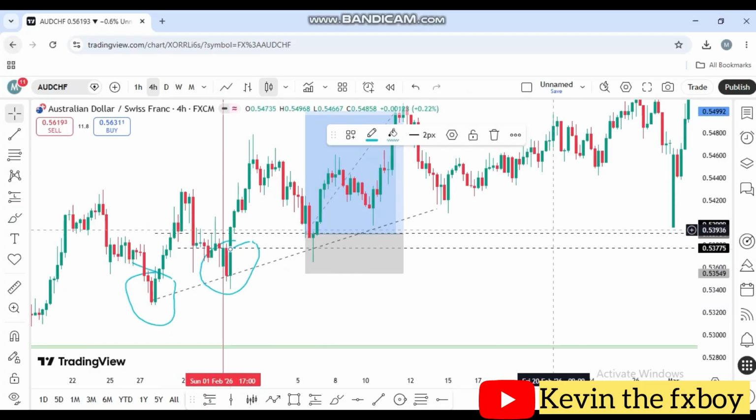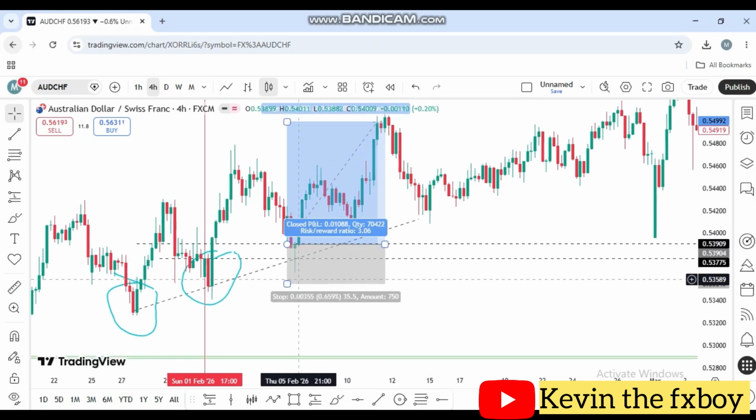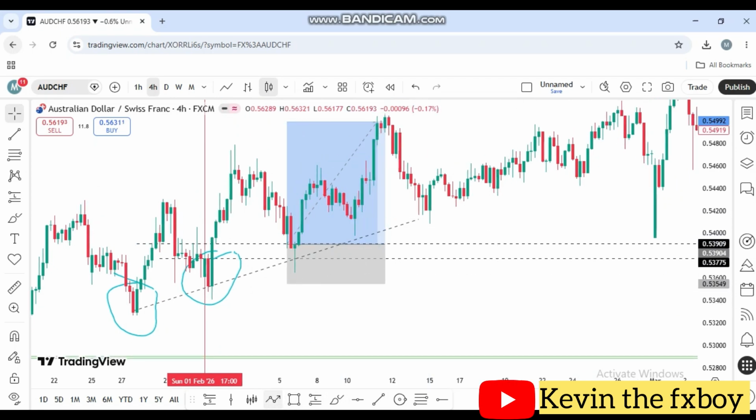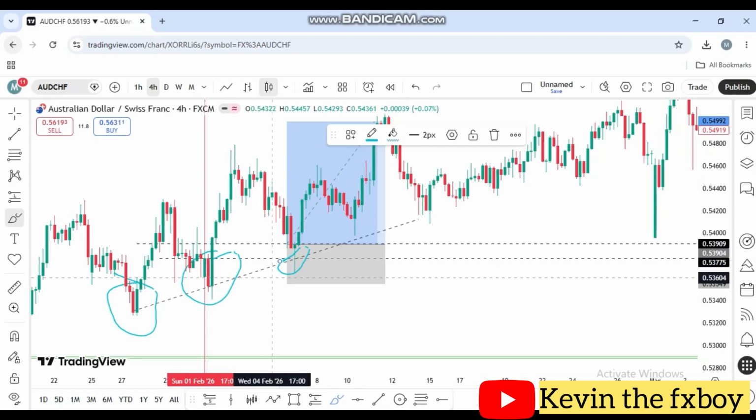The third touch was clearly in line with the daily support. With the daily support right here. The third touch was clearly in line with the daily support.